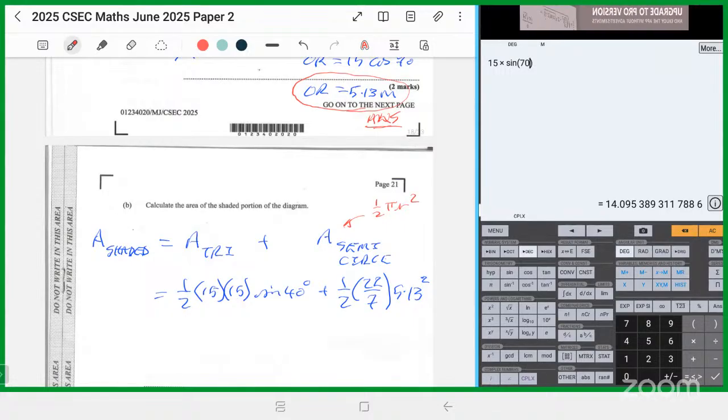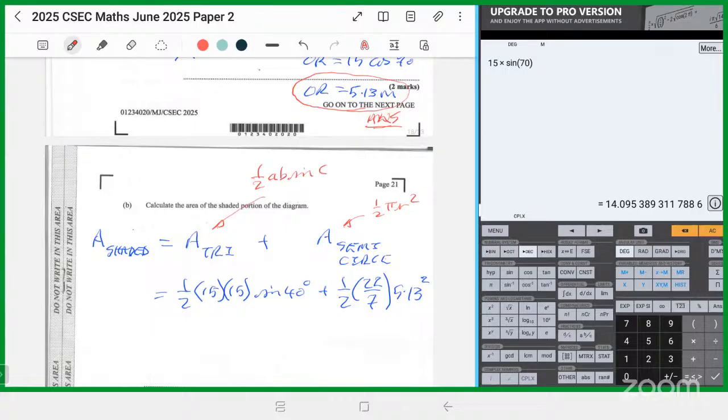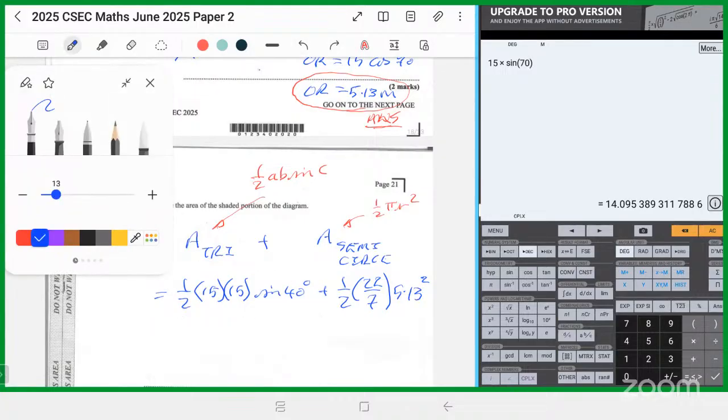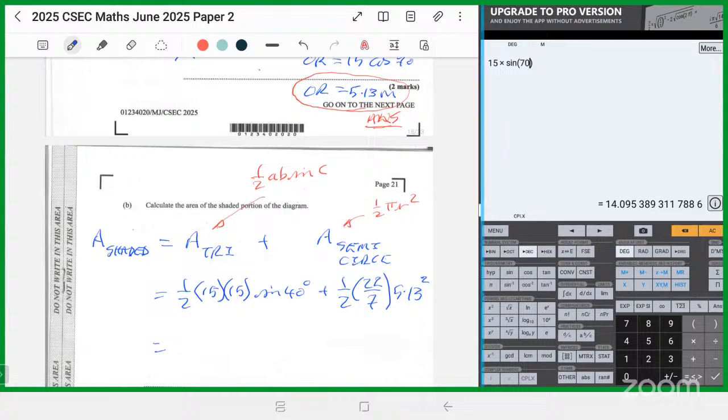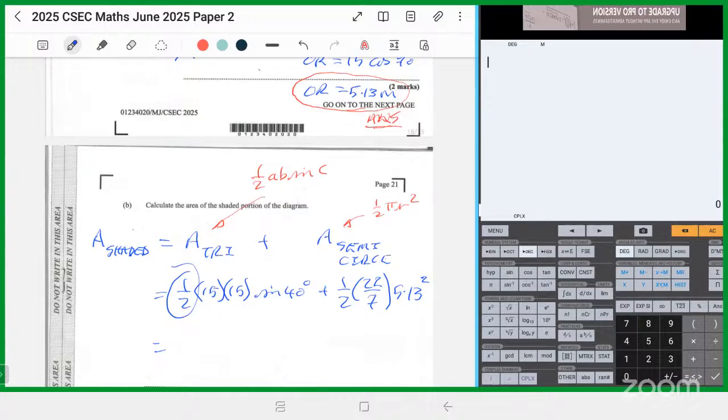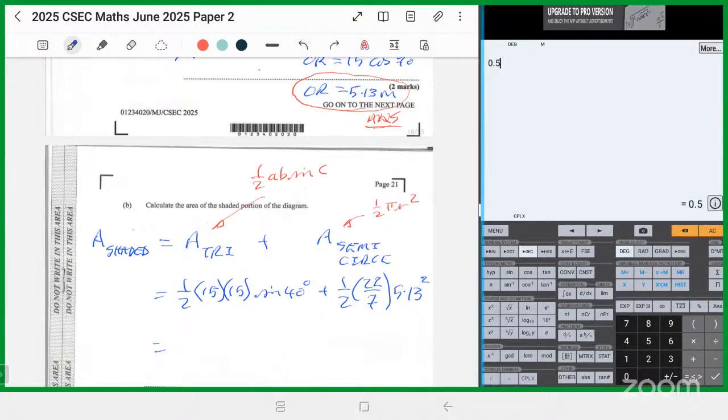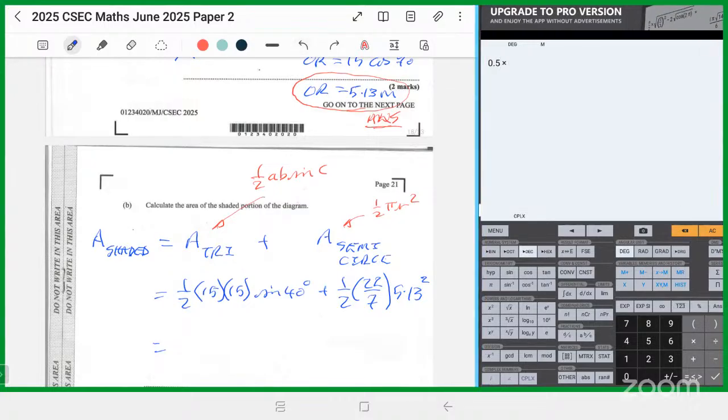And this area that we use is the formula half ab sine C, when you have two sides and the angle between. So I'm not going to waste any time. I'm going to put everything in the calculator, not piece by piece. So this is half, or 0.5, times 15 times 15, that is 15 squared, times sine of 40 degrees.